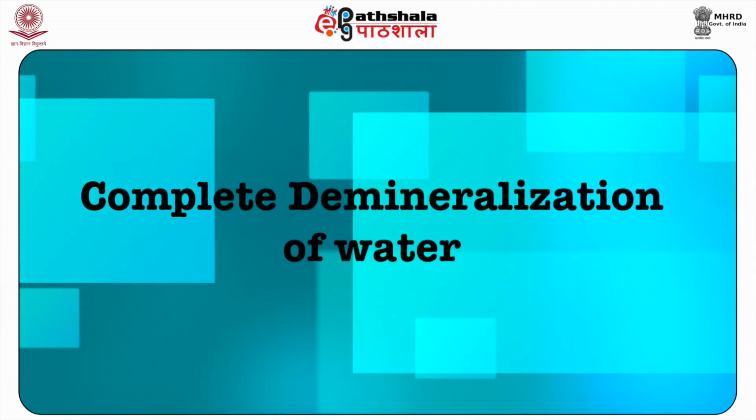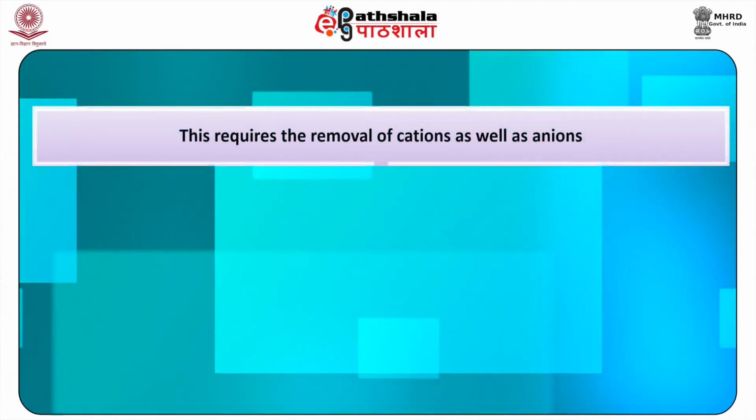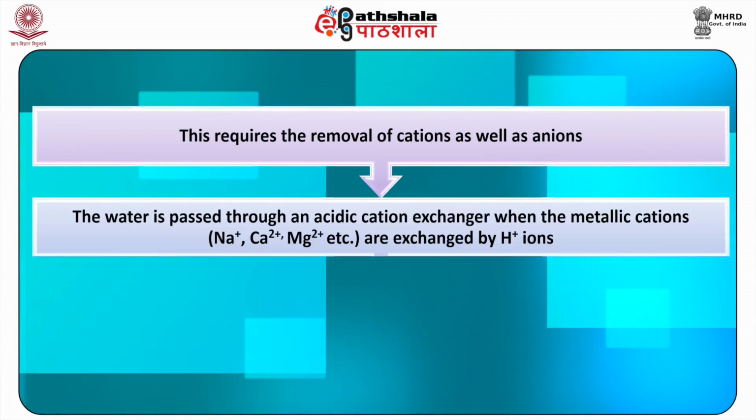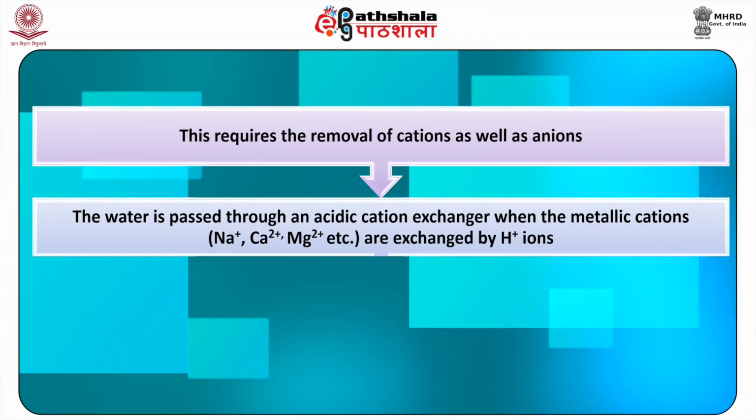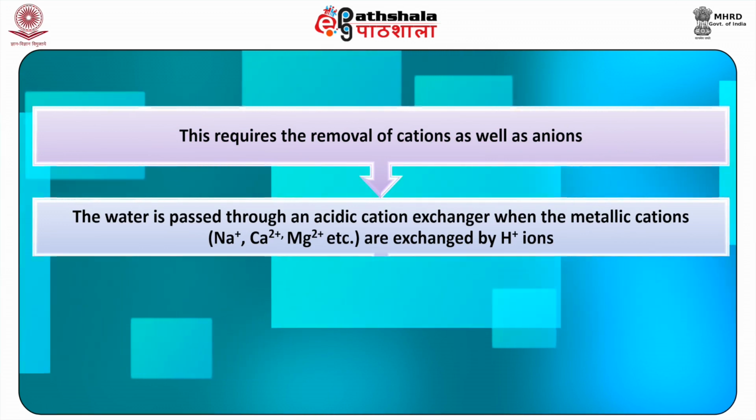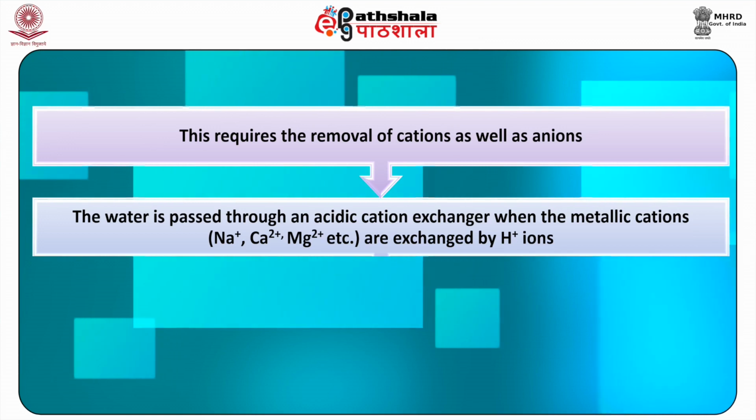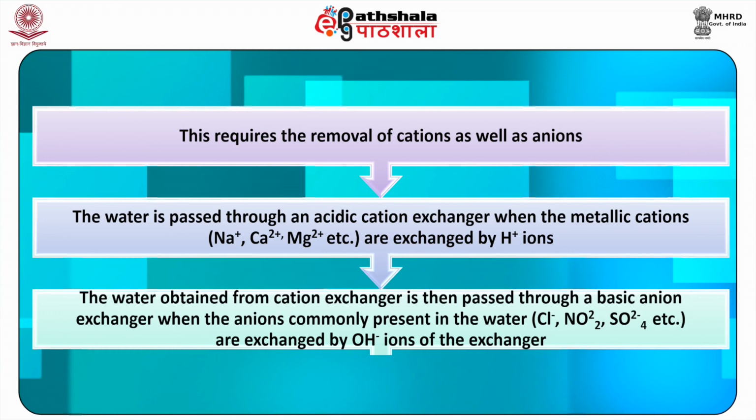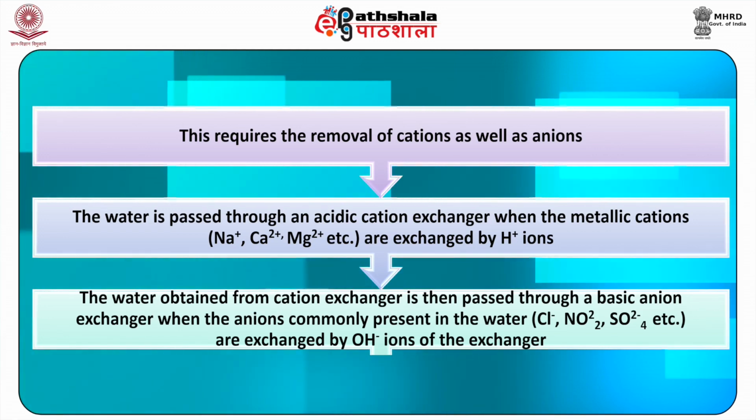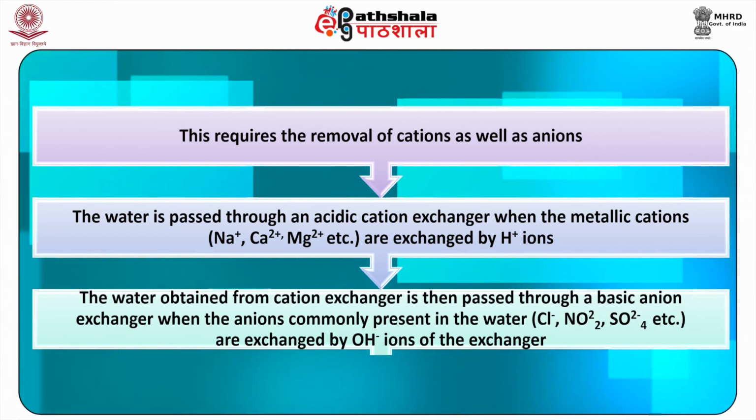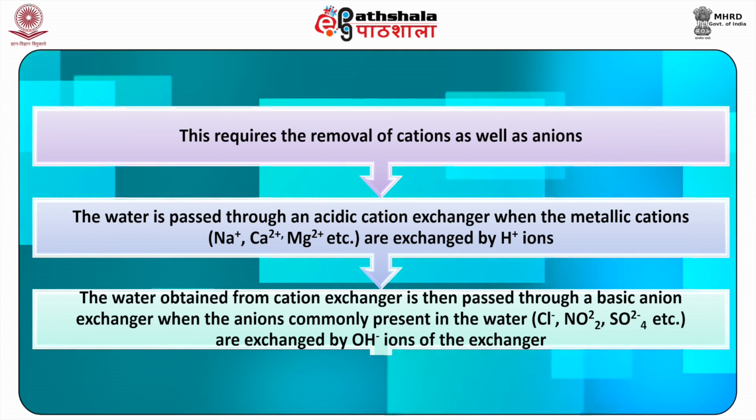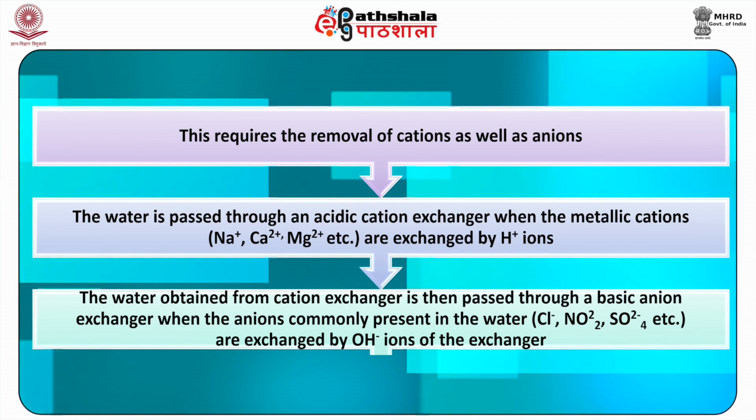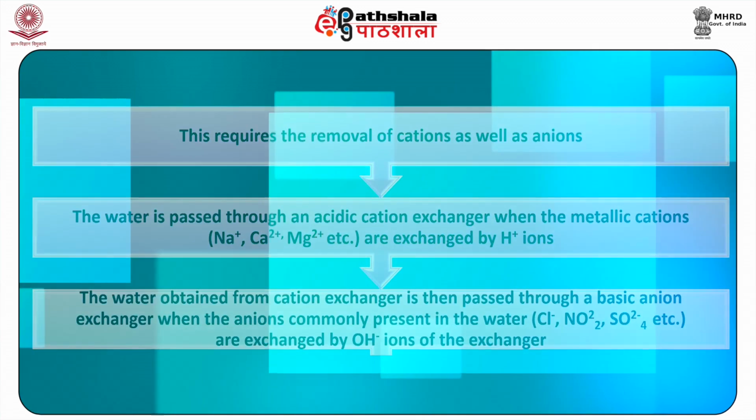Complete demineralization of water. This requires the removal of cations as well as the anions. For the removal, the water is passed through an acidic cation exchanger, when the metallic cations sodium, calcium, magnesium etc. are exchanged by the hydrogen ions. The water obtained from the cation exchanger is then passed through the basic anion exchanger, when the anions commonly present in the water like chloride, nitrite, sulfate etc. are exchanged with the hydroxyl ions of the exchanger.